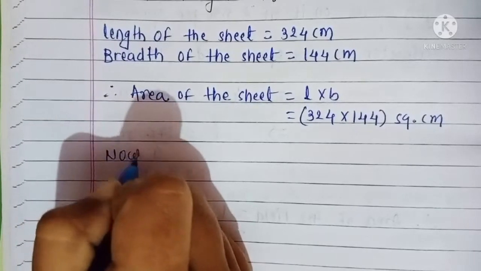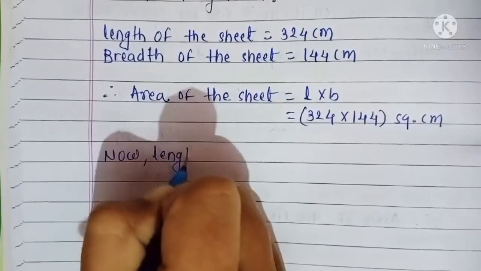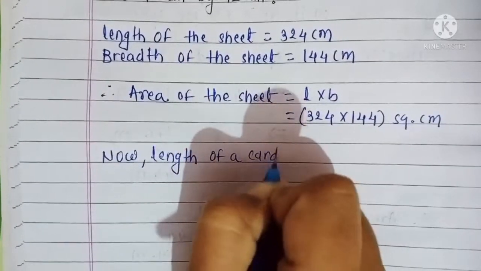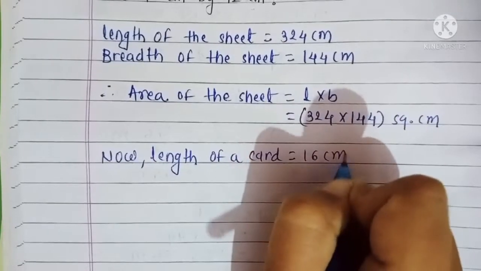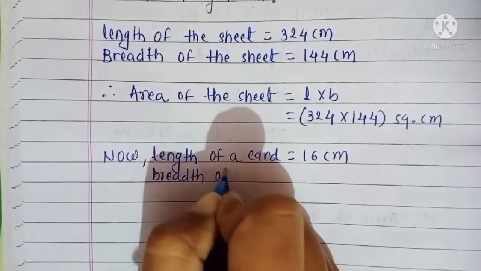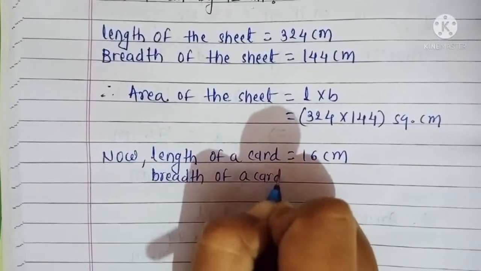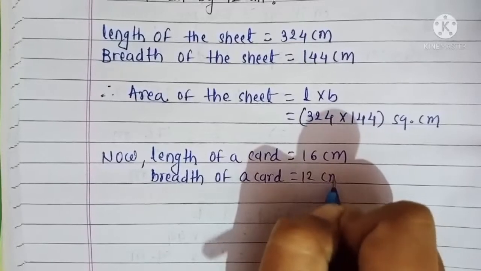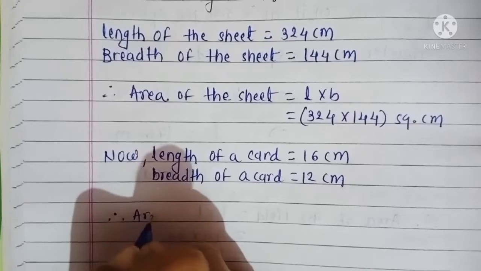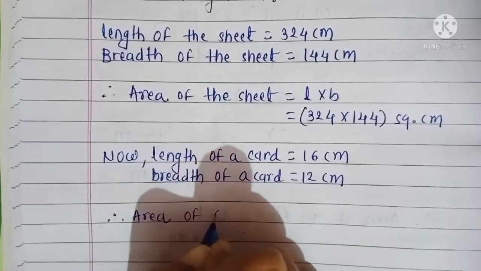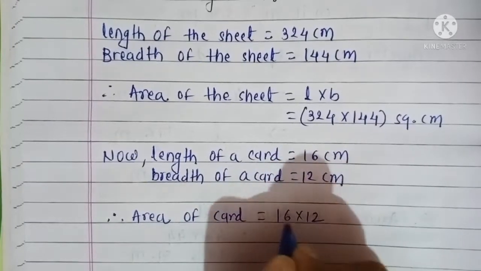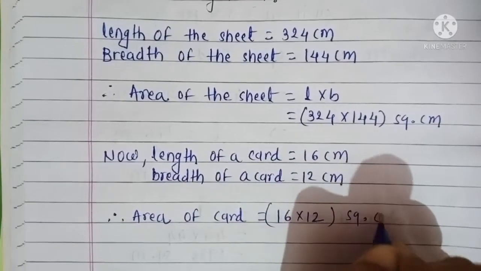Now length of a card is equal to 16 centimeter and breadth of a card is equal to 12 centimeter. Therefore, area of card is equal to 16 multiplied by 12 square centimeter.